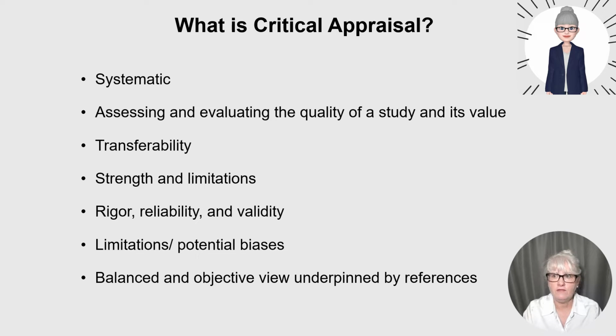So for example, if the sampling approach was really clear, or it wasn't clear, then you would use a reference. You can state that, but then you need to use a reference that says that sampling approaches should be clear in research studies to underpin your point.